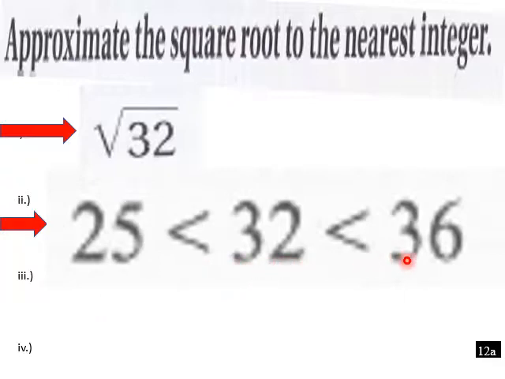25 is less than 32, which is less than 36. So the square root of 25 is less than the square root of 32, which is less than the square root of 36.